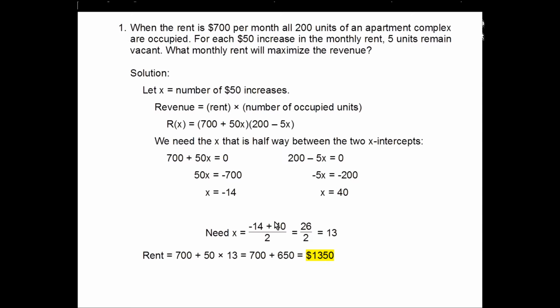You will have more income than if all of them were filled at $700. Also notice though, 5 times 13, you've got 65 empty units. It seems weird, but you can sometimes make more money by not filling everything up.